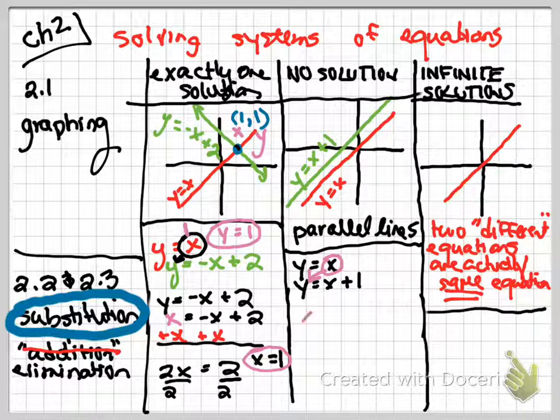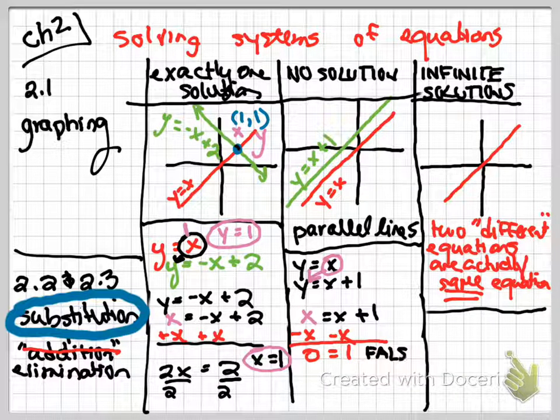And so this becomes x equals x plus 1. So again, attempting to solve this, x minus x is 0, so 0 equals 1, okay? Hopefully we all feel comfortable saying that this is not a true statement, this is false.